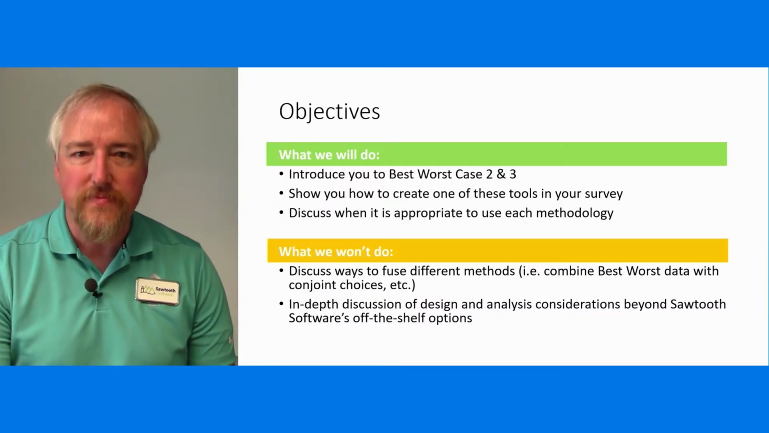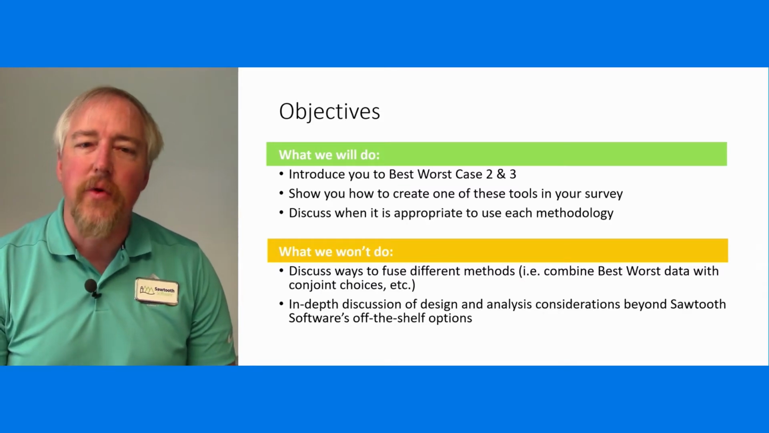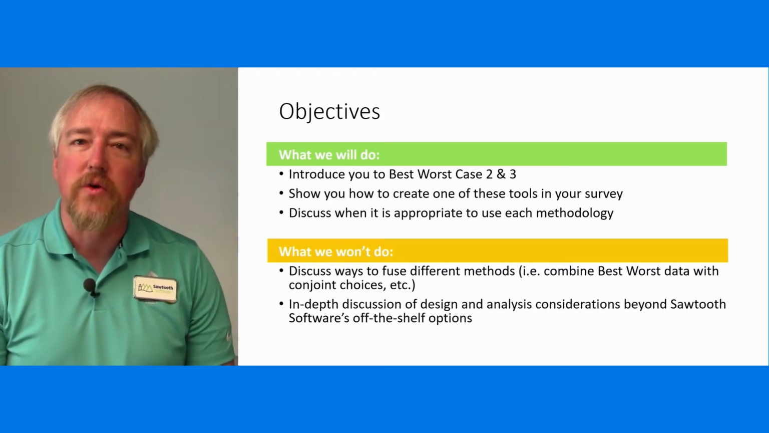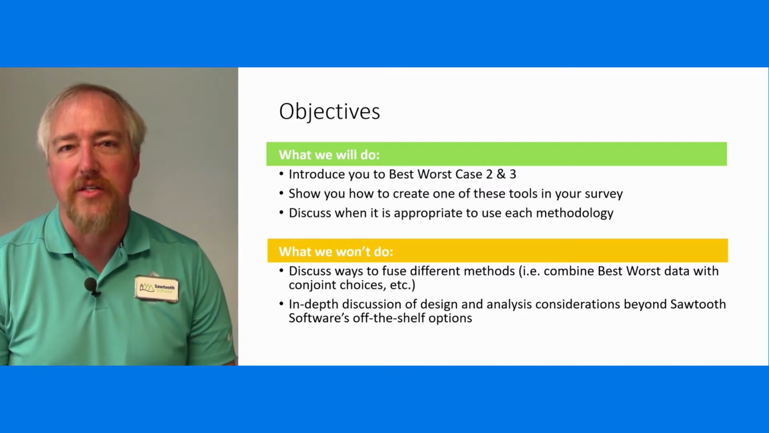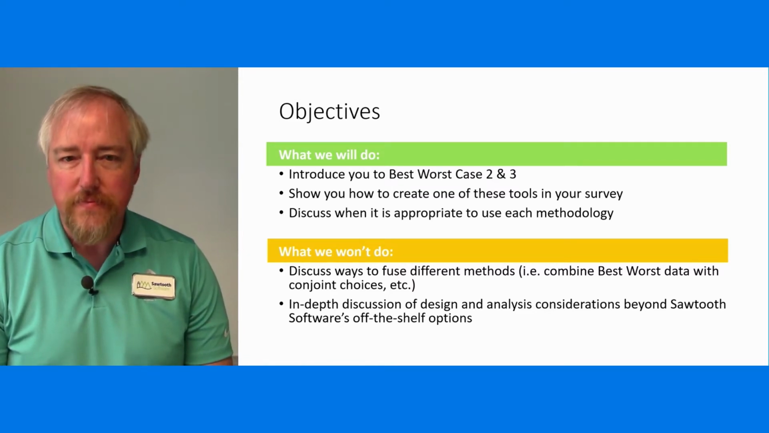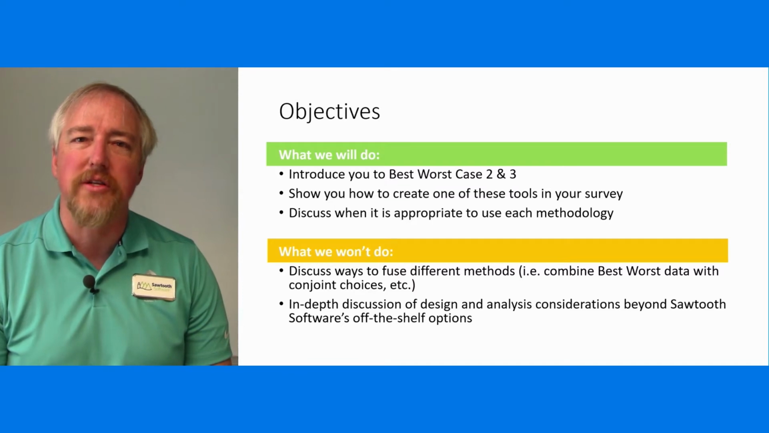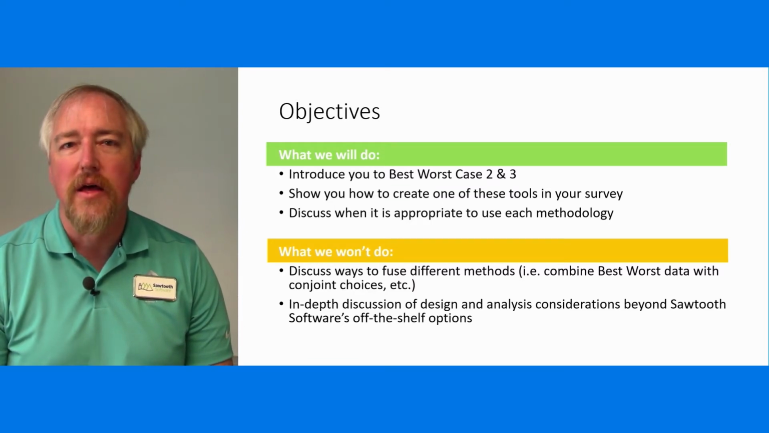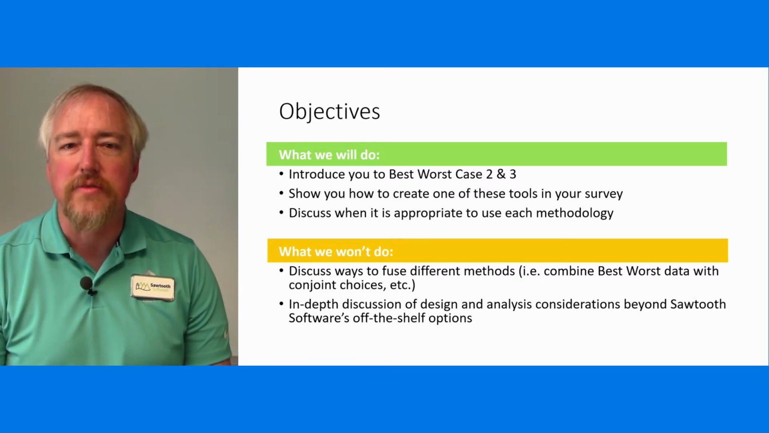Today, we're going to be talking about how to add best worst case 2 and case 3 to your research toolbox. We'll talk about ways that you can put these two methods to work for you in your next project. Our objectives today: first, we want to introduce you to best worst case 2 and 3. We'll talk about how to create one of these types of projects in your next survey, and then discuss when it's appropriate to use each of these methodologies to answer your research questions.